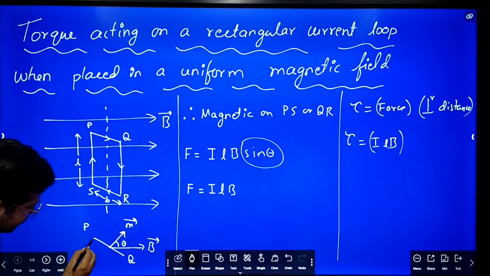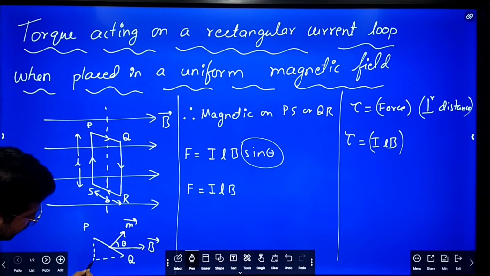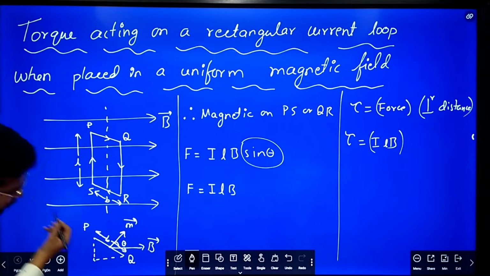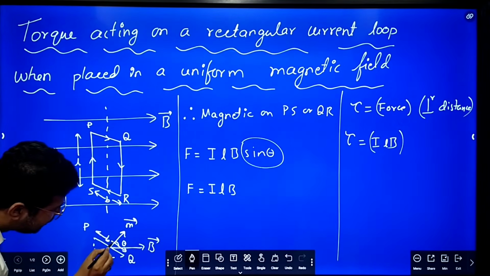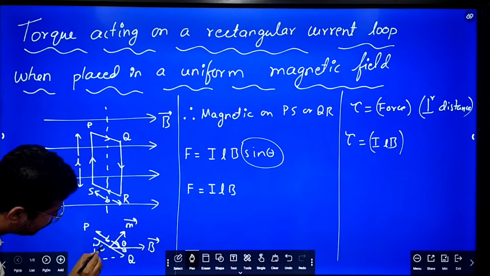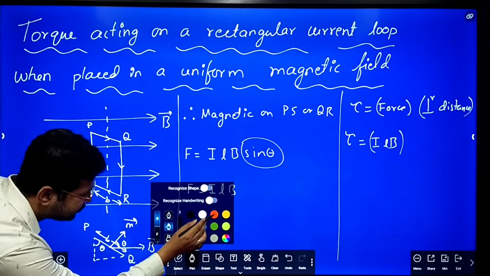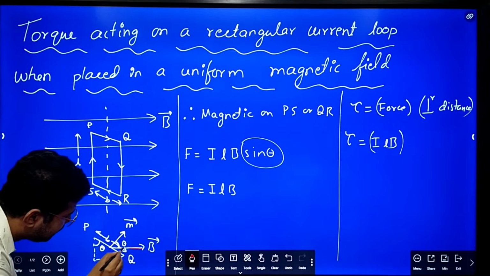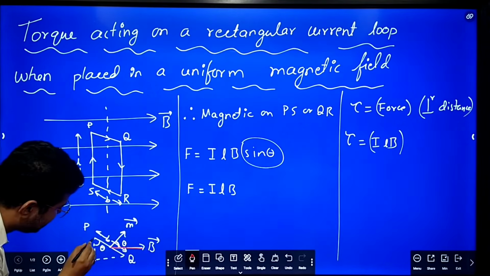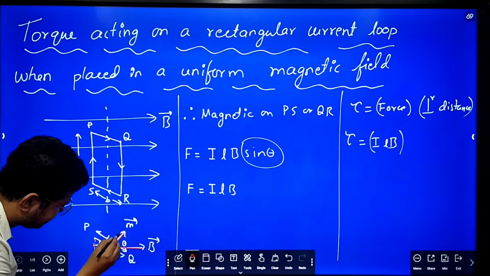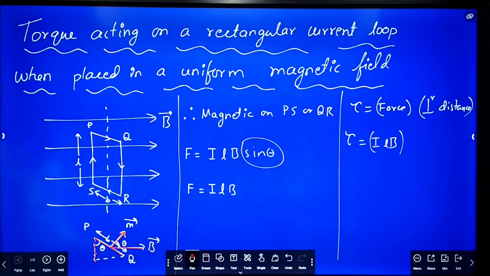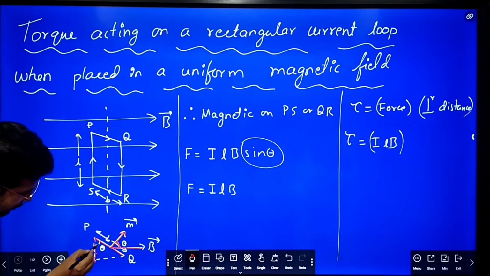Then what happens? What is the length of PQ? Length of PQ is equal to b. Why? Because the breadth is SR, and SR equals PQ. Now if this angle is theta, this angle is also equal to theta. Why? Because this B and this line are perpendicular to each other, and this M and this line are perpendicular to each other. So the angle between these two lines should be equal to the angle between the other two lines. So this angle is therefore equal to theta.